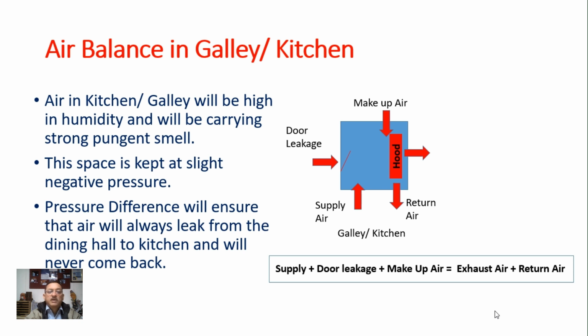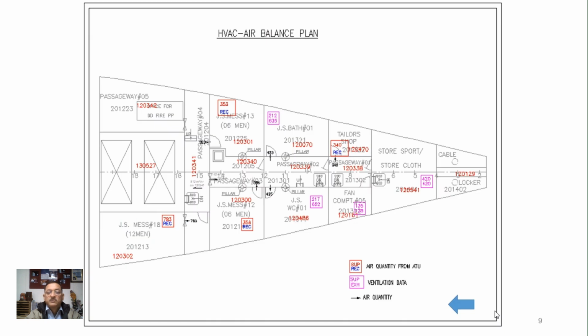Air in the kitchen or galley will be high in humidity and will be carrying a strong pungent smell. This cannot be allowed to go outside. This space is therefore kept at slight negative pressure. The pressure difference will ensure that the air will always leak from the dining hall to the kitchen and will never come back, and thus the smell will also not travel backwards.